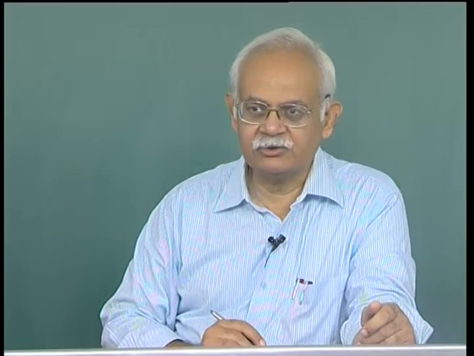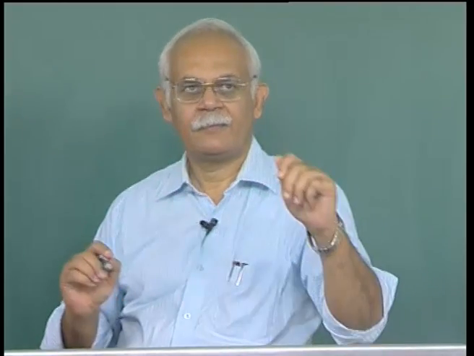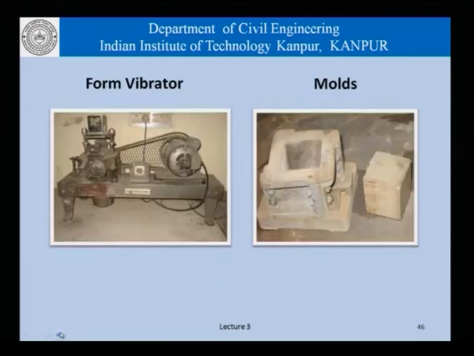The two pictures here show the molds that are used for casting the cement specimens or the mortar specimens for strength determination, and the form vibrator which is used. So, there is this mold which is fitted on to the vibrator, which when switched on compacts the mold.